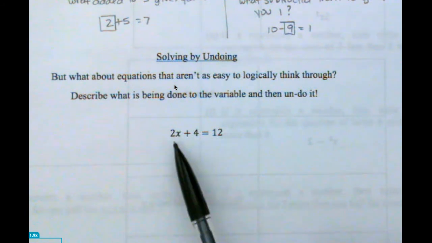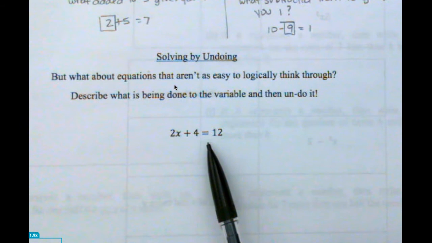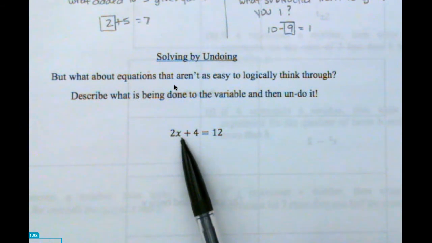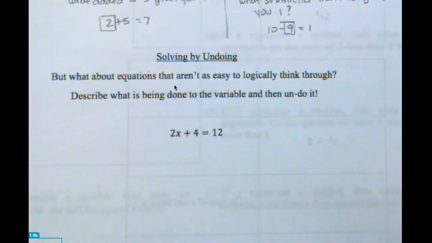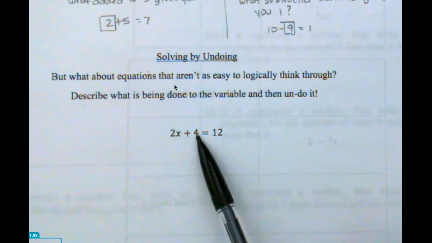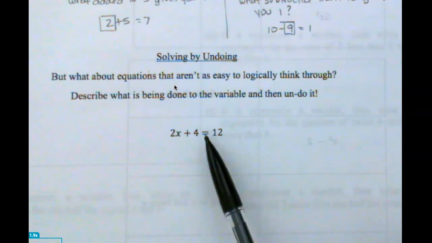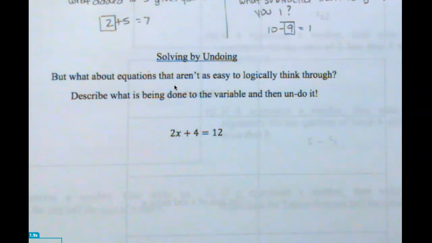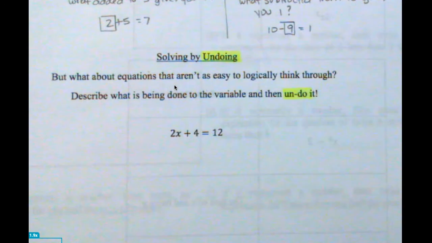So a problem like this, 2x plus 4 equals 12, there's a lot of stuff happening to x besides just adding 5 to it or subtracting 10 from it, right? We're multiplying the x by 2, and then we're adding 4, and we're getting an answer of 12. That's a little bit harder to logically think through. So one way we can think about this process is this idea of undoing. And this idea of undoing is going to follow us all the way through the end of the year, truly, and into geometry and algebra 2. So this is a really important concept.